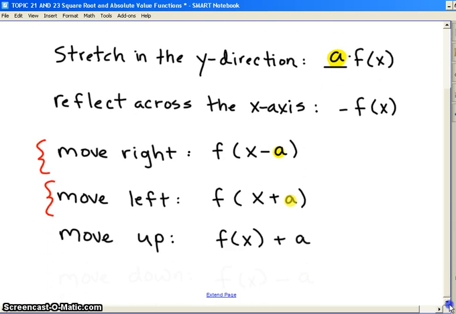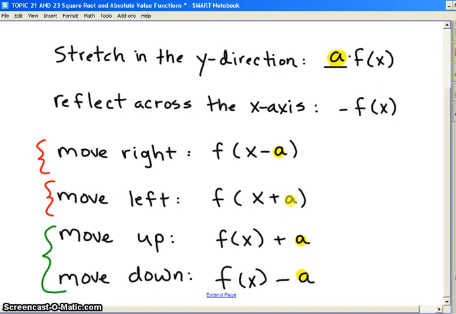If it says move up, that's the one that makes sense. The whole function plus a number. You put a number where the letter A is. And move down, you're going to put a number where the letter A is. The function minus a number. So move up and move down, it's the way that it seems it should be. Plus moves up, minus moves down.